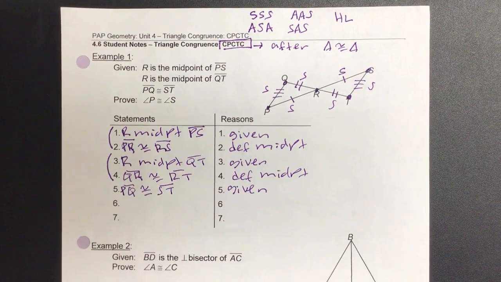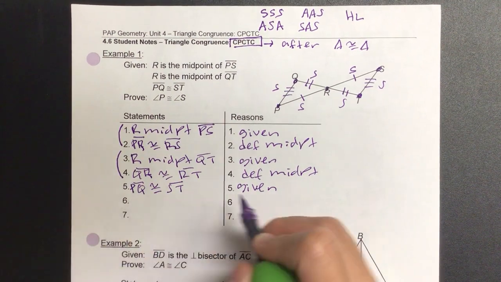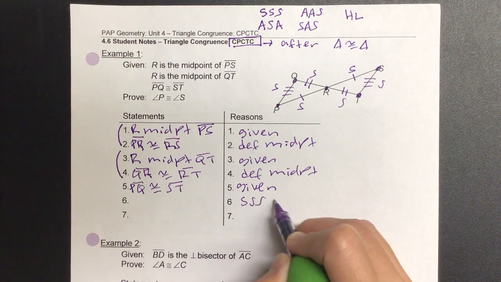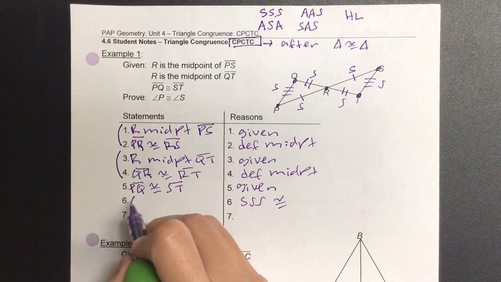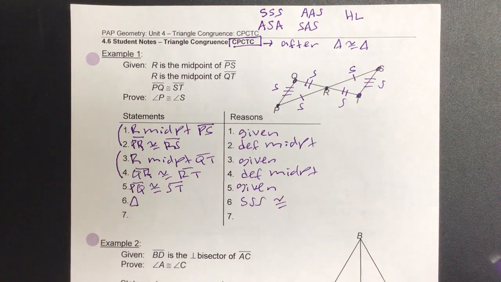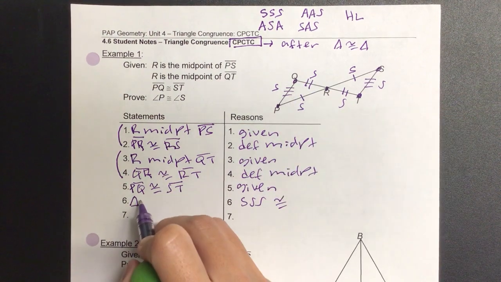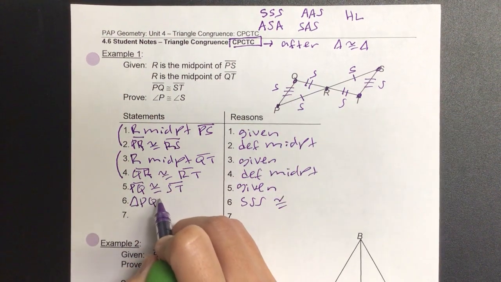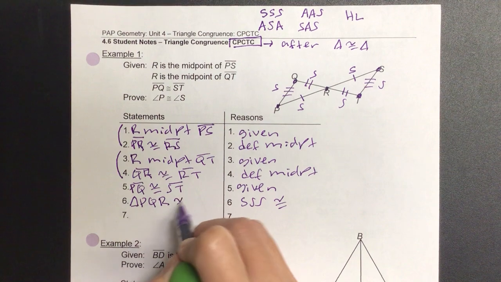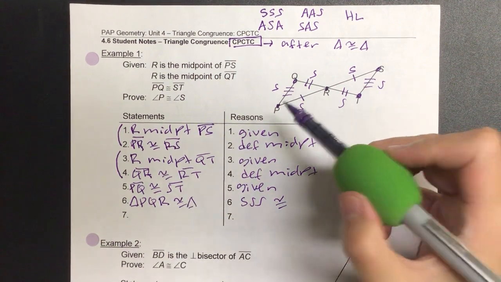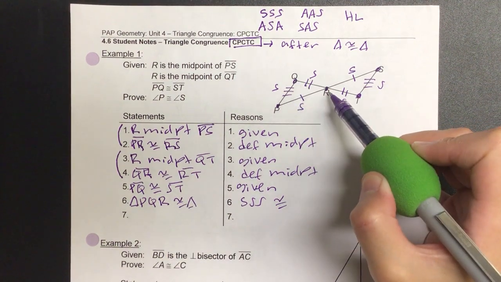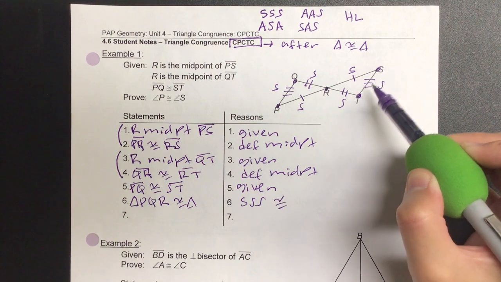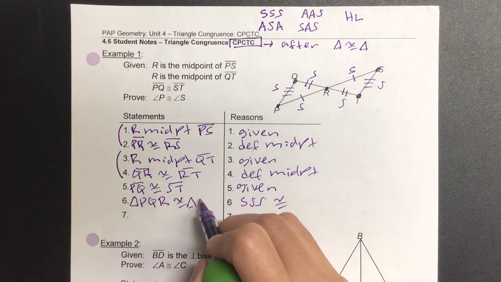So can I now state that the triangles are congruent? Yeah, by side, side, side congruence. Now, it doesn't matter how you name the triangle. I'm going to name it from P, Q to R. But it has to be consistent on the other one. So since I went from P, Q to R, I need to go from S, T to R.